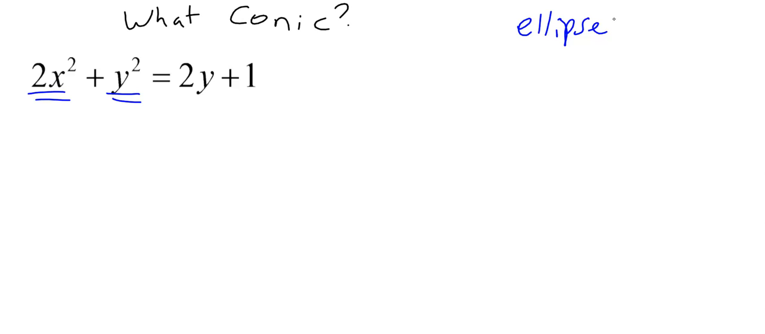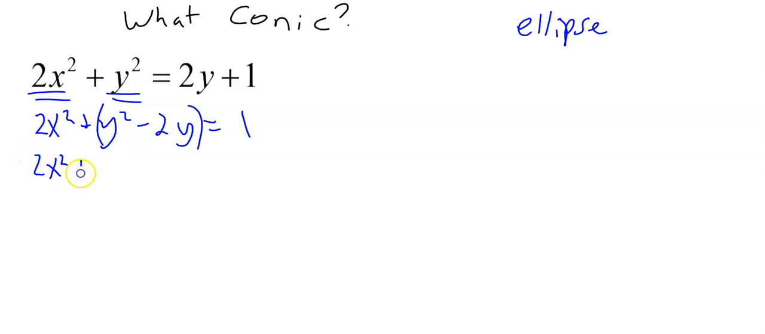So you want to kind of group some of these terms together here. So I'm going to do 2x squared plus y squared minus 2y equals 1. I'm going to group the y's together and the x's together, complete the square. We've done stuff like this before, minus 2y plus blank equals 1. You're going to figure out what we want to add to each side here. So half of 2 is 1, 1 squared is 1, so I'm going to add 1 to both sides.